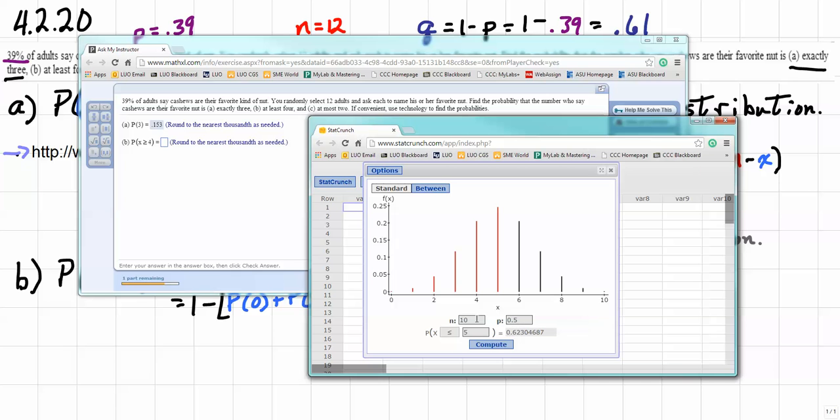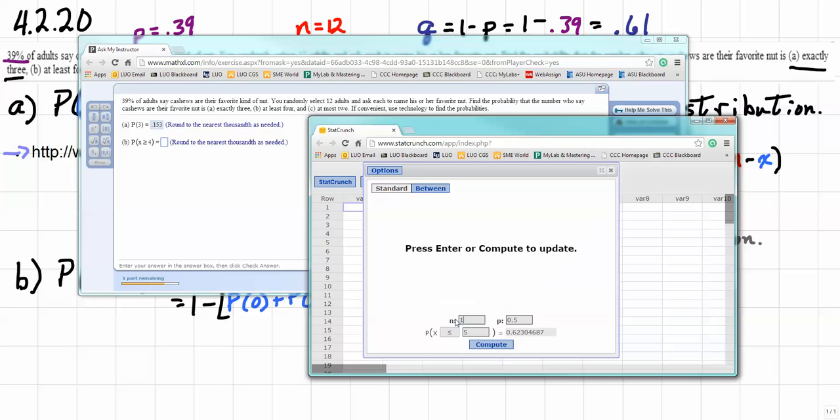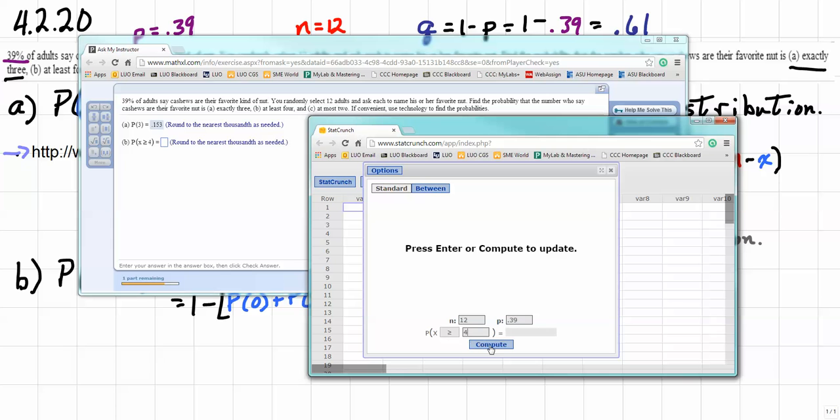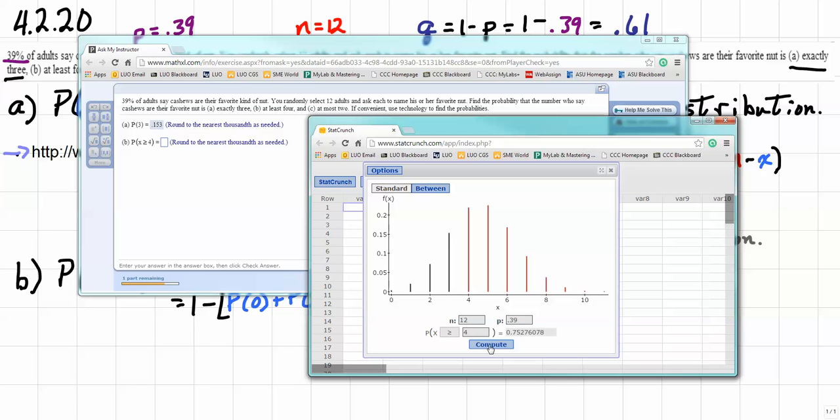Remember that we said n was equal to 12 for this problem, so I'm going to type in 12. We said that p was equal to 0.39. I'm going to type in 0.39. I'm looking to find the probability that x is greater than or equal to 4. So I will left click greater than or equal to, and I'm going to input 4 in this field, and I will left click compute.